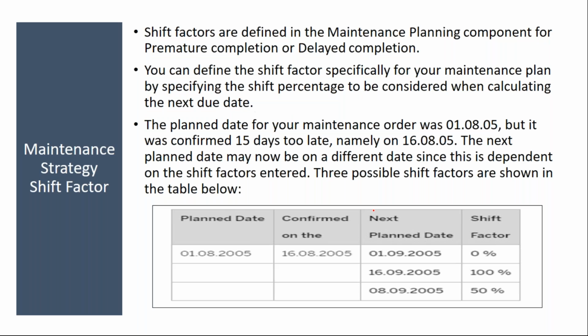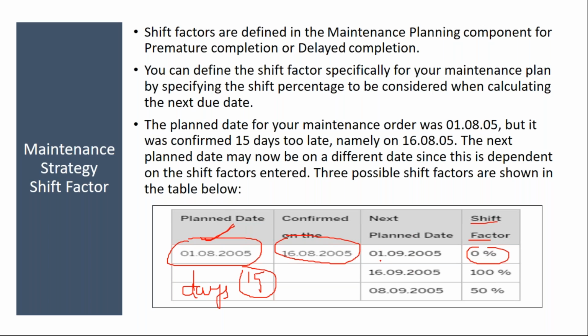Okay, suppose your preventive maintenance is due on 1st of August. But on this day you are supposed to do preventive maintenance, but due to various reasons it got delayed by 15 days and you did the preventive maintenance on 16th of August. So how many days of delay? Delay is 15 days, correct? Delay is 15 days. Now if you maintain shift factor as 0%, then your maintenance order will get generated exactly as per the cycle.